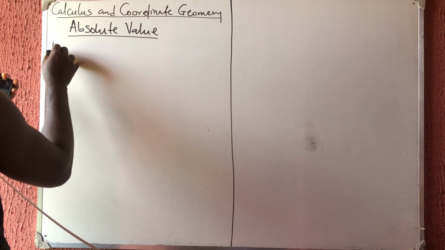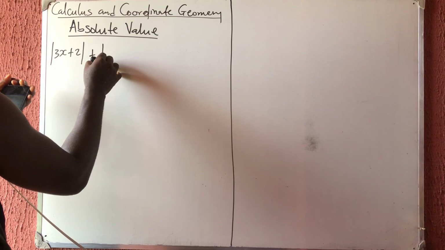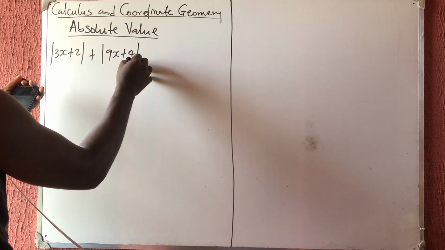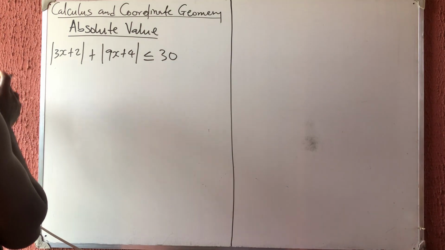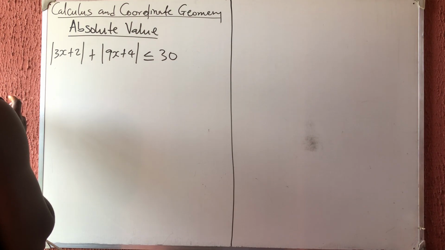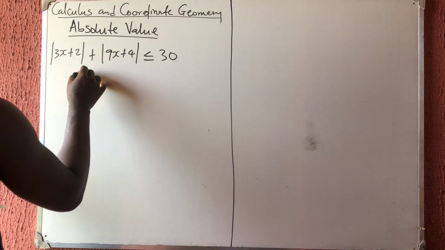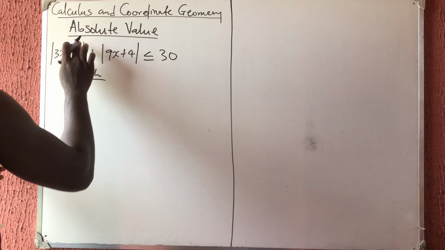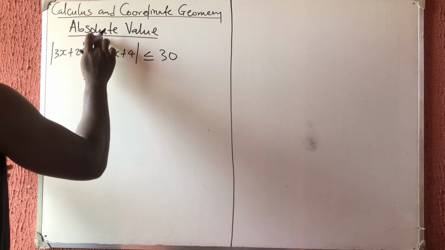that the absolute value of 3x plus 2, plus the absolute value of 9x plus 4, is less than or equal to 30. Okay, so this question will help us answer question number 44 to 45. So first of all, let us solve it. Solution. The first step in solving is that we remove this line. We're going to remove all the lines. So we're going to remove this line first.